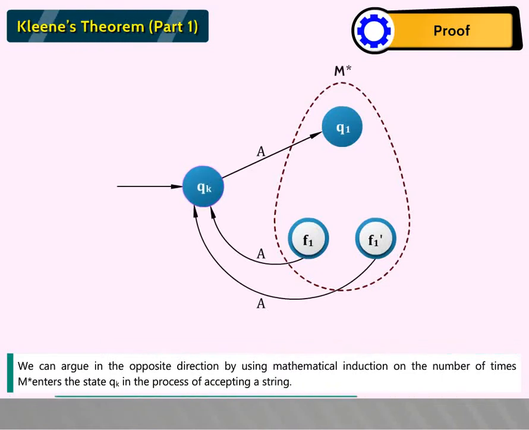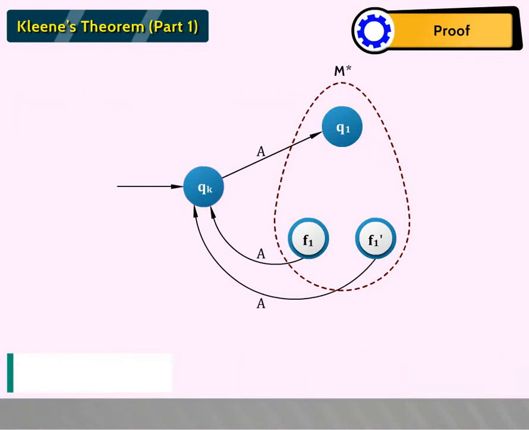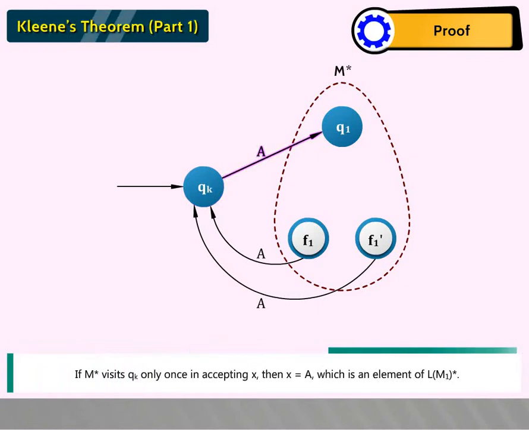We can argue in the opposite direction by using mathematical induction on the number of times M* enters the state q* in the process of accepting a string. If M* visits q* only once in accepting x, then x is equal to Λ, which is an element of L(M1)*.